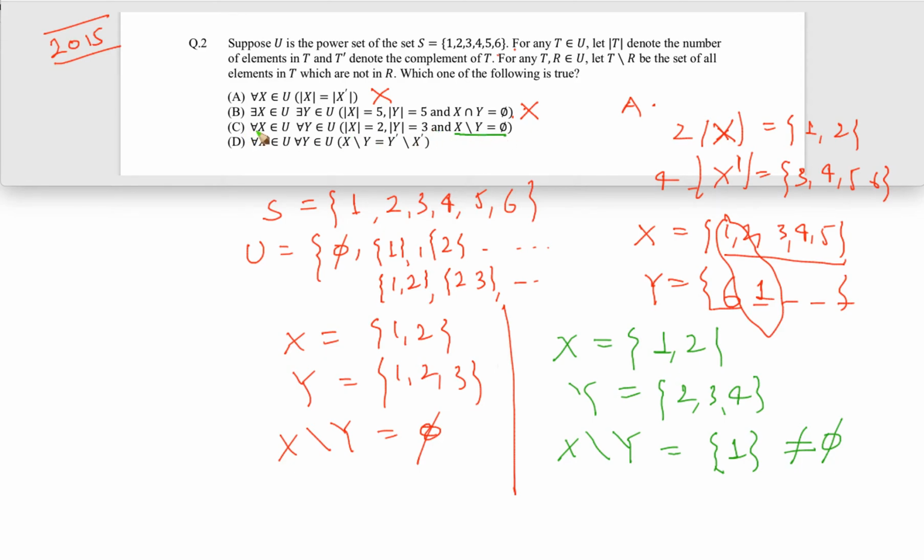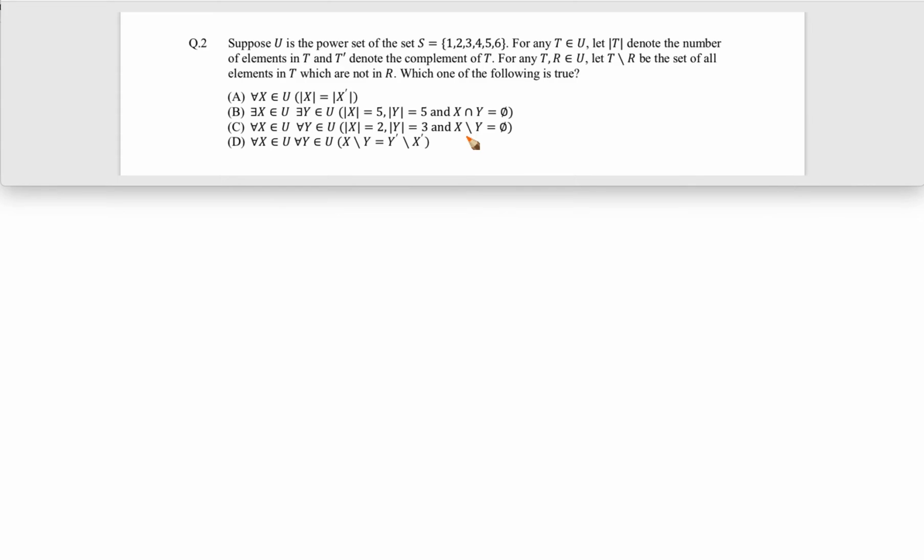If it would have been there exists x and there exists y, then it would have been correct, but for all x, for all y, definitely not the case. So this statement 3 is also wrong, and the final statement D must be correct. D is obviously our answer, but we will try to verify whether statement 4 is correct or not. All these three statements are wrong, so we are verifying statement D, which should be correct because it is the only option left.